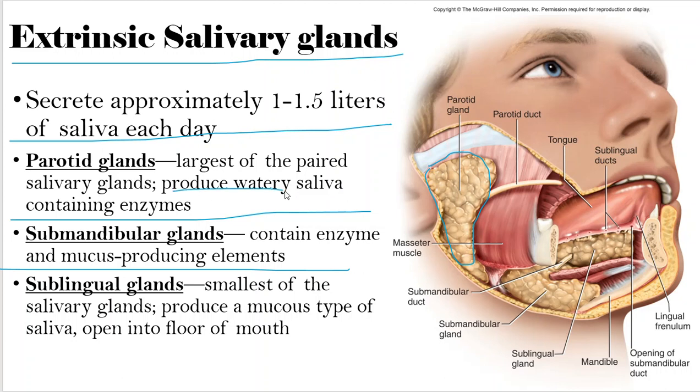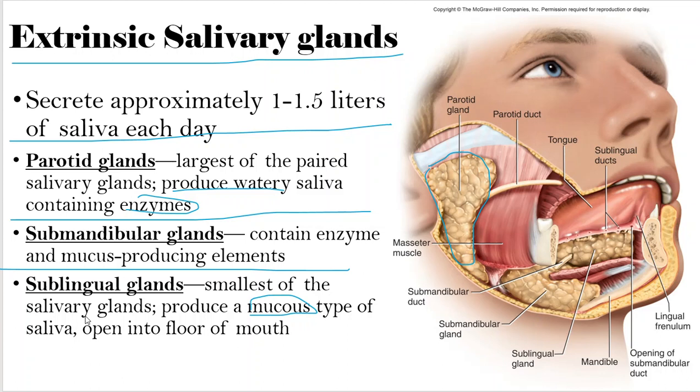This guy is going to produce a watery saliva. It's going to have enzymes in it. Now I'm going to jump to the sublingual. These are the smallest of the glands. They produce a saliva which is mostly kind of mucus, sticky, and slippery. And we already said they opened up.